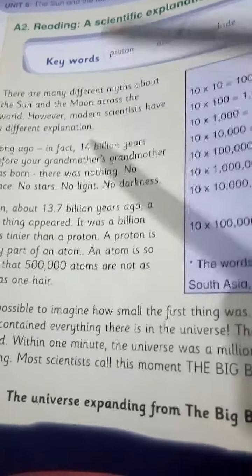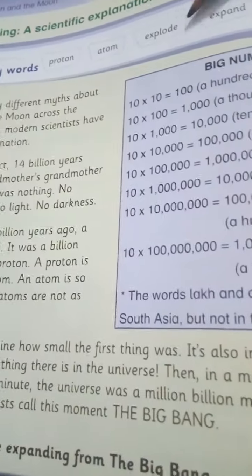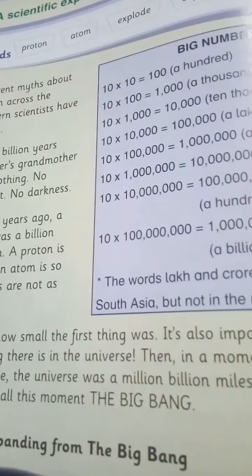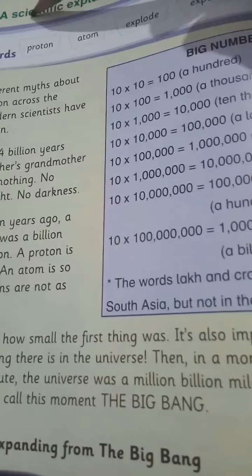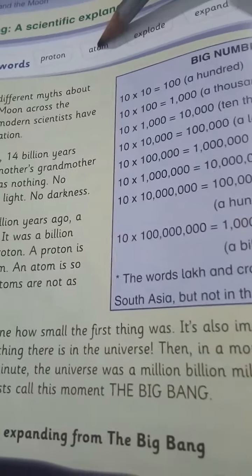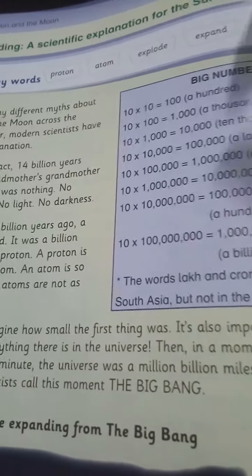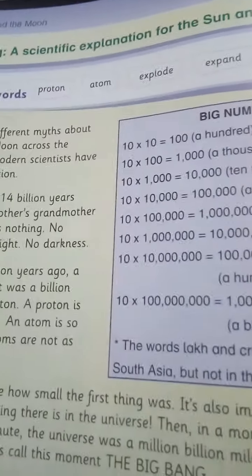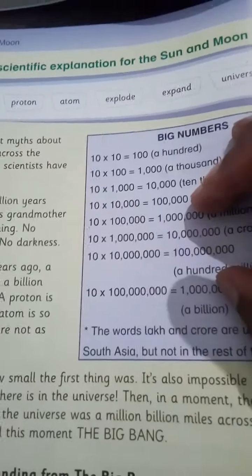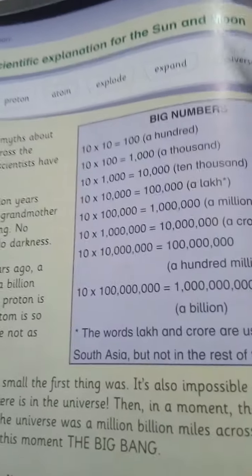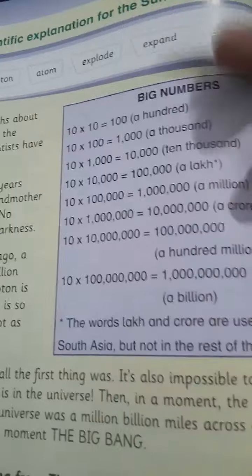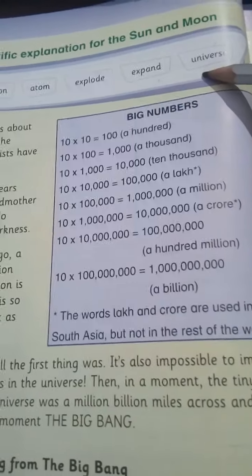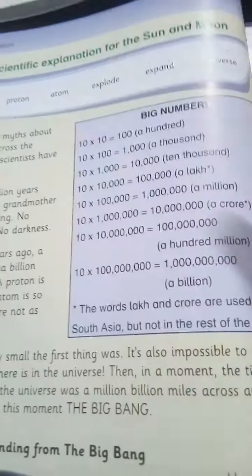Firstly, look at the words. Keywords are here: proton, atom, explode, expand, and universe. Proton is a part of an atom. Atom is the smallest, and the word explode means to burst outside. Okay, means blast. Explode means to burst outward, and expand means to grow bigger. Universe is everything in the world, everything.